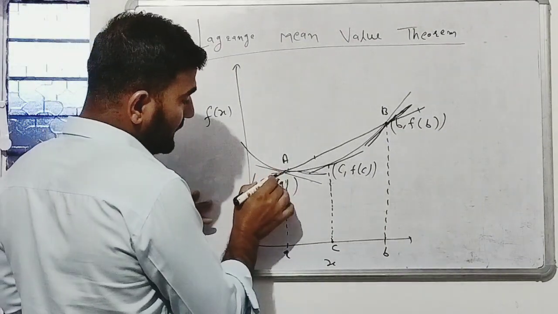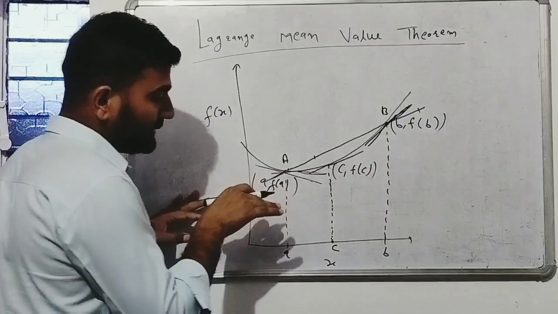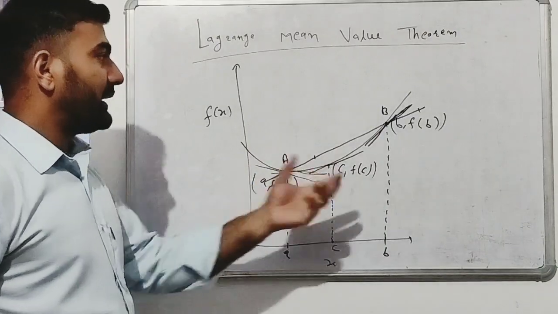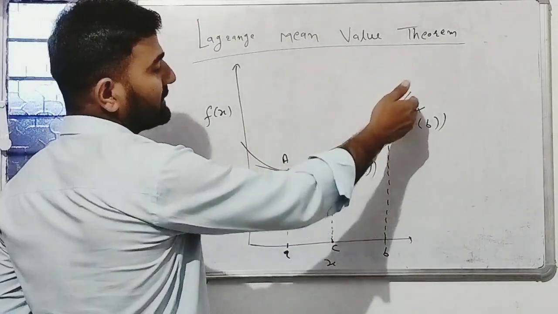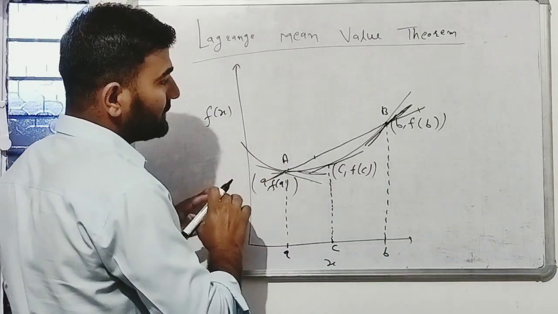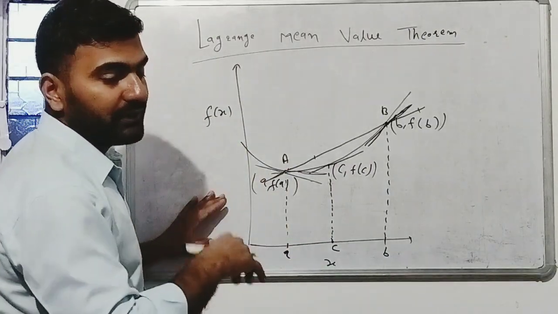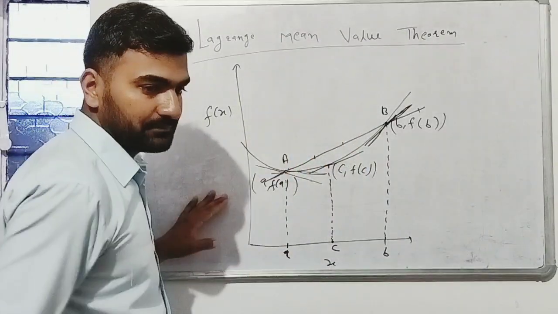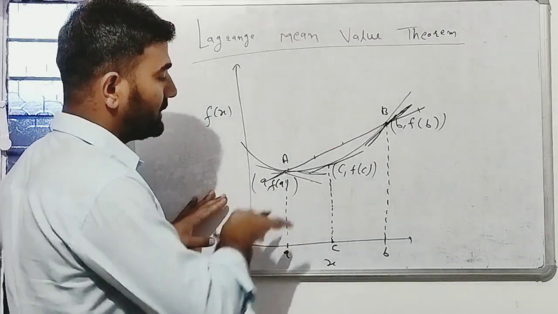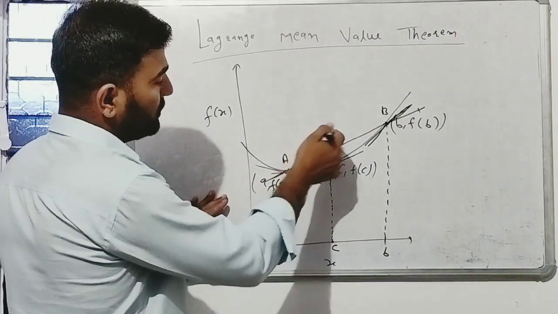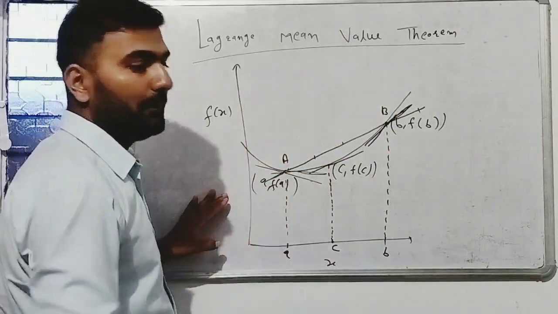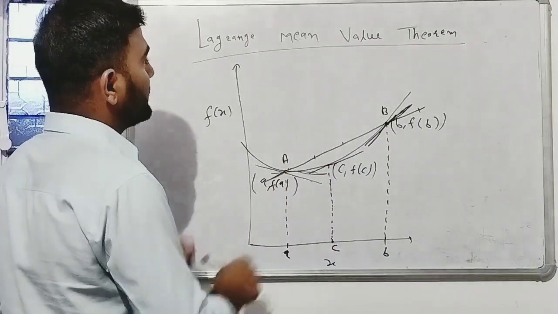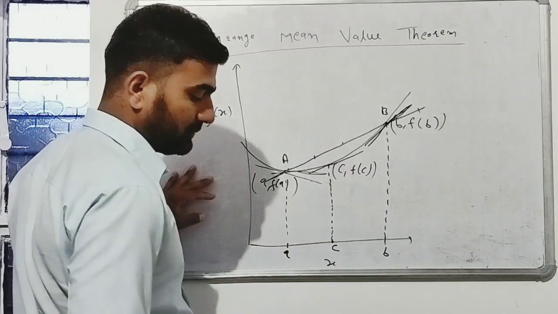So the slope of the tangent at the point A is less than the slope of this line, and at the point B the slope of the tangent is larger than the slope of this line. So we can say that there will be a point in between A and B where the slope of the tangent will be equal to the slope of this line that is joining A and B. So we can directly interpret and understand the Lagrange mean value theorem through this diagram.